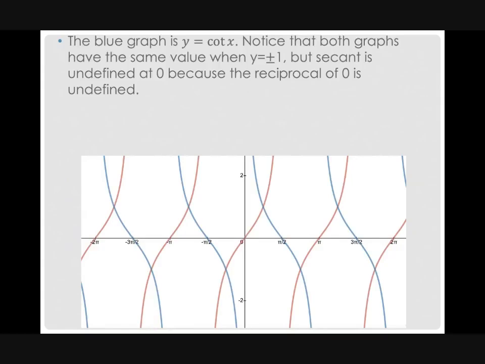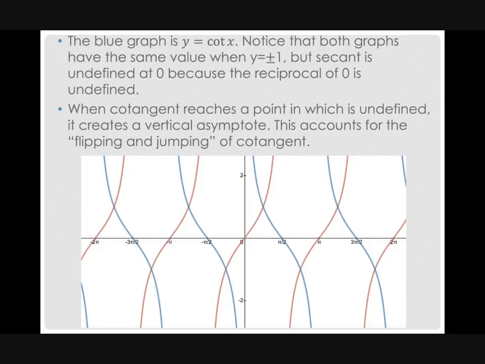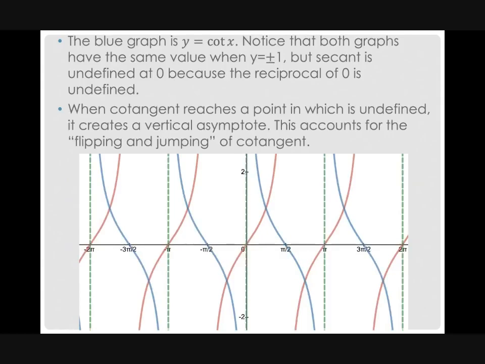you will get 1. And so this occurs at pi over 4, 3 pi over 4, 5 pi over 4, and 7 pi over 4, with the pluses and minuses respective to the quadrants. However, it is undefined at negative 2 pi, negative pi, 0, pi, and 2 pi because tangent at those points is equal to 0. This creates the flipping and jumping and the vertical asymptotes.